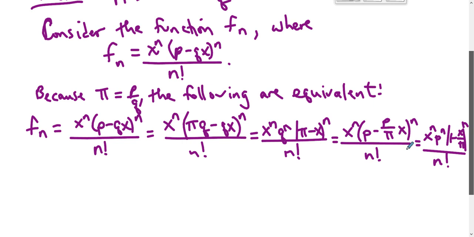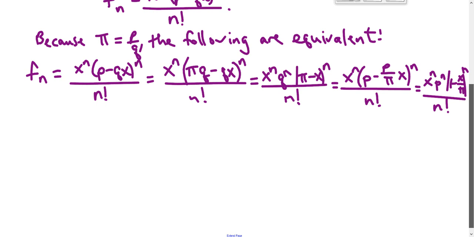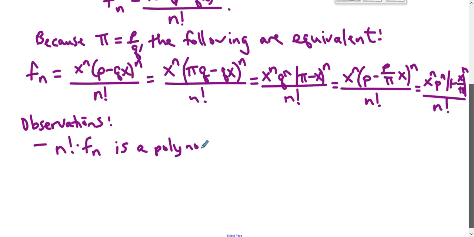So the more choices you have, the more you can do. So time to make some observations. If we multiply through by n factorial, and we just look at the numerators, the numerators are polynomials with integer coefficients. I mean, p and q are integers, so we can raise things to powers. Pi times q is an integer, because pi is rational. Because this one is a polynomial with integer coefficients, all of these are polynomials with integer coefficients. They're all the same.